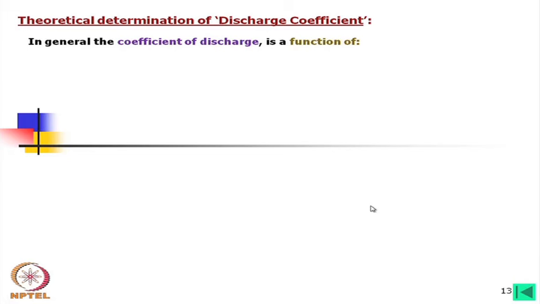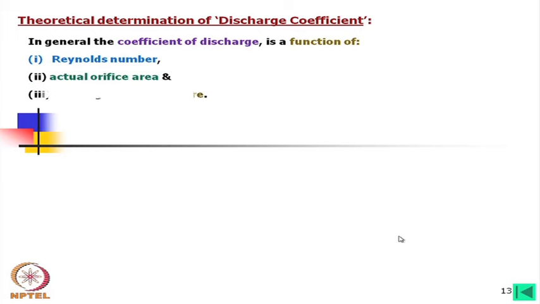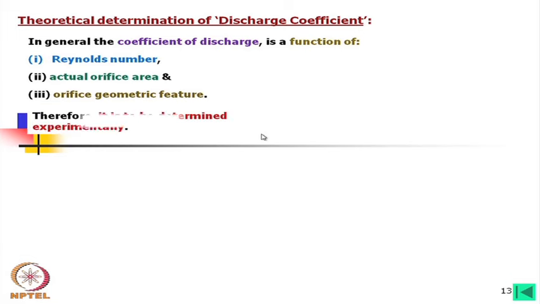In general, the coefficient of discharge is a function of Reynolds number, so we must know it. The actual orifice area will be known also. The orifice geometric feature is important: whether it is a short tube, a flapper type, a surface orifice, annular, a ring type, with poppet, etcetera. That feature we should know also. Therefore, it is to be determined experimentally. With these we can relate, but first of all we should find it experimentally, and from there we can have some empirical relations by which we can find it.